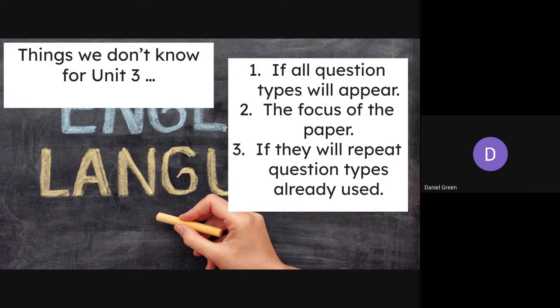Things we don't know: if all the question types will appear, the focus of the paper, and if they will repeat question types already used. As I said, comparison questions, they've used it. How question, they've used it. They could still do it again. Don't take anything for granted. They are incredibly unpredictable with their papers.